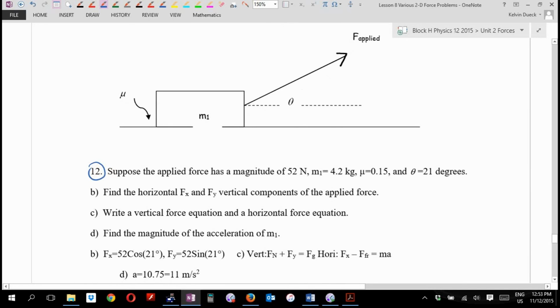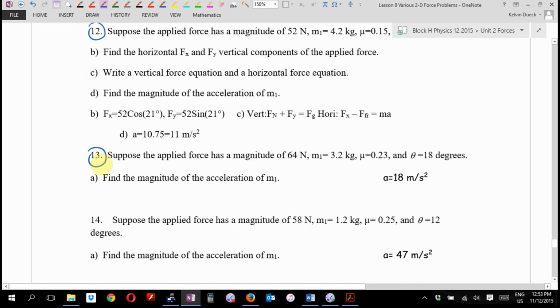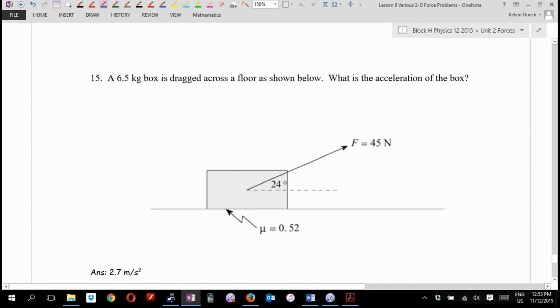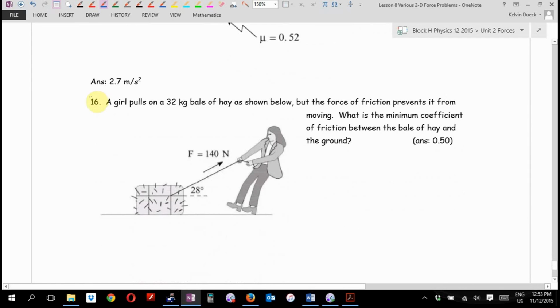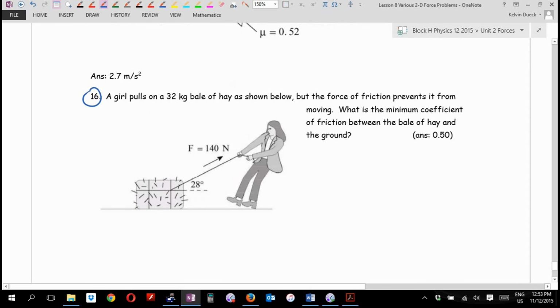Number 12, 13, 14, 15, 16. But I'll give you time to work on these as well on Tuesday. Your real priority, I was hoping to give you 25 minutes. You're going to get 22 minutes. Take a big chunk, catch up on everything we've done so far, okay?